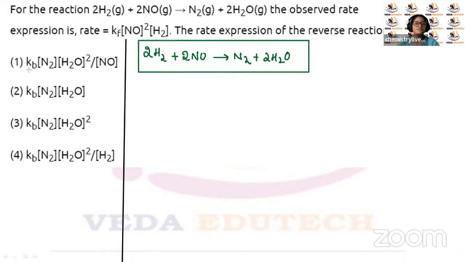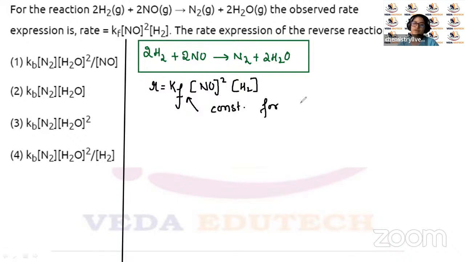Now, the rate expression is given to us as R is equal to Kf into concentration of NO whole square into H2. What is this Kf? This is the constant for the forward reaction. Constant for forward reaction.